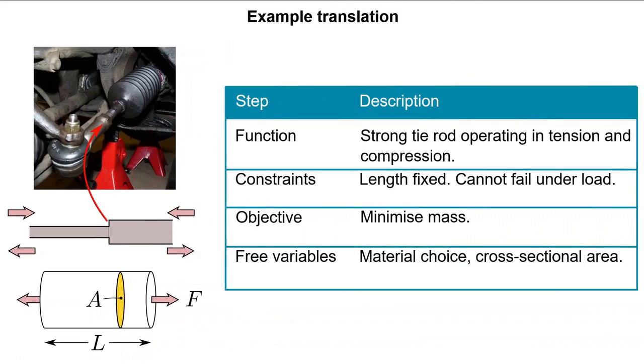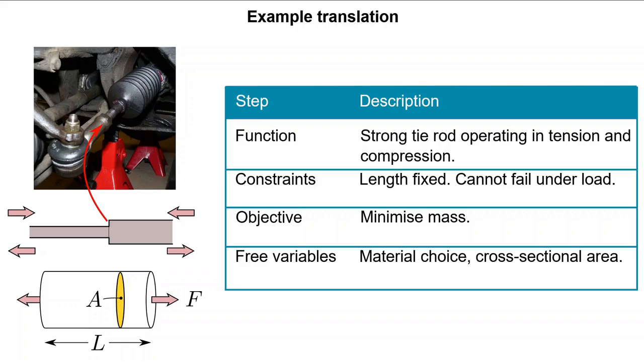We can now describe the function, some constraints, an objective, and what the free variables are. We can say that the length is fixed, the cross-sectional area can vary, but it can't fail under load. Furthermore, it would be nice to minimize mass, as it's a transportation application. Note that there are no constraints on the material choice. One could state that it needed to be metallic or ceramic or some other aspect. Note that cost is not included as an objective, but that could be included here as minimize mass and cost.